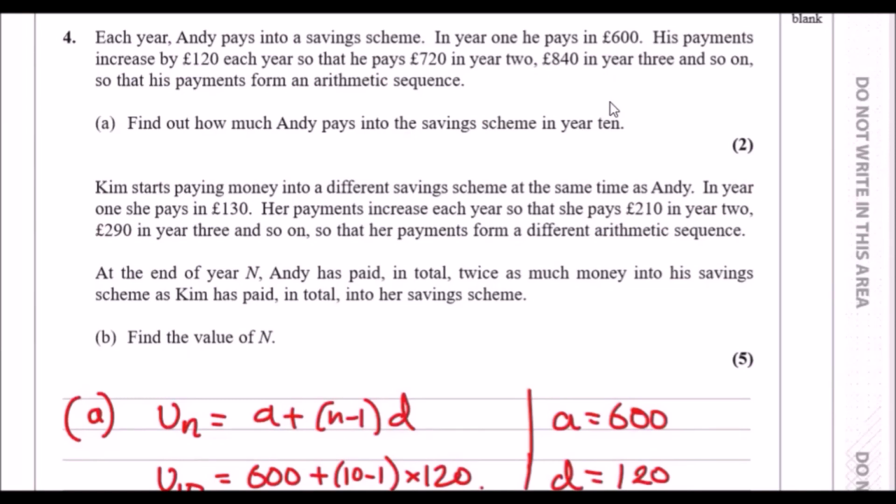So before we even solve this question, let's label A and D. We can say firstly A is the first term, which is 600, and the common difference D is plus 120 because it's going up in 120s. So this is your first term and your common difference.